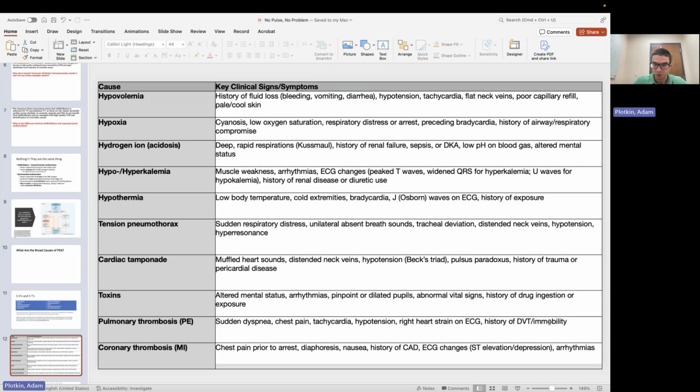So all things that could lead to PE, right? DVT or immobility. Are they on estrogen? Were they pregnant or recently pregnant? Do they have a family history of thrombophilia? Do they have a history of malignancy, or were they currently treated for a malignancy? Do they have one now, right? Kind of things like that are what I'm thinking about when I think about things that could predispose me to a PE.